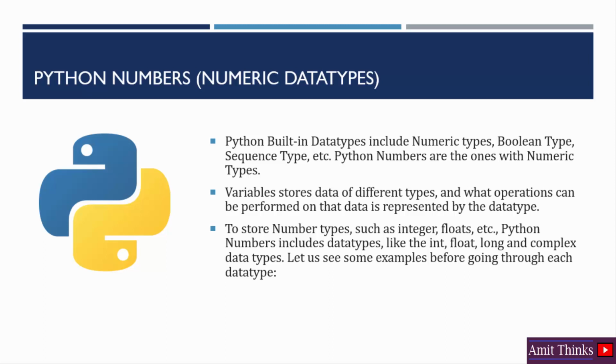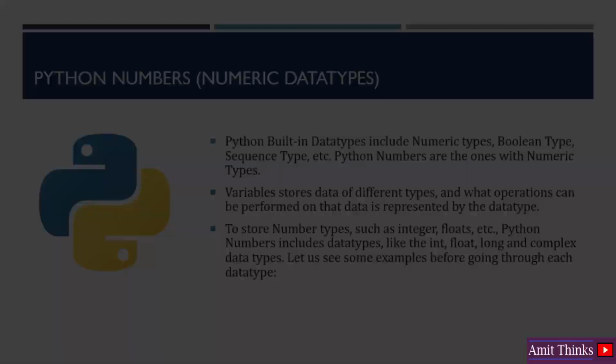Now you would be wondering what is a data type? Variables in Python basically store data of different types. It can be int, float, string. And the operations that can be performed on that data are represented by the data type. At first we will see some examples, then we will move towards the numeric data types and what all they include. Before that, we will see a simple example.